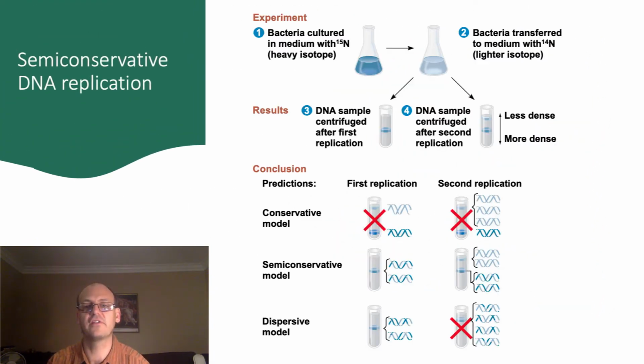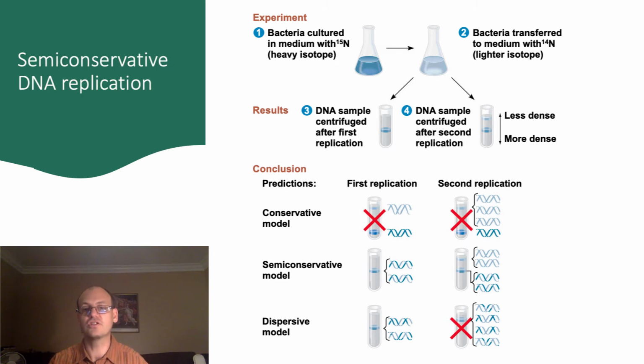In Meselson and Stahl's experiment, they grew bacteria in a heavy isotope of nitrogen. The result of this was that all of the DNA incorporated into the bacterial genome was made up of this heavy nitrogen. During the experiment, they transferred the bacteria to a lighter isotope of nitrogen and allowed the bacteria to incorporate that lighter nitrogen into its genome through either one or two rounds of DNA replication. After each round of replication, they took a sample of the mixture and centrifuged it.